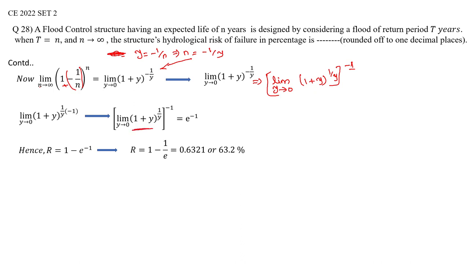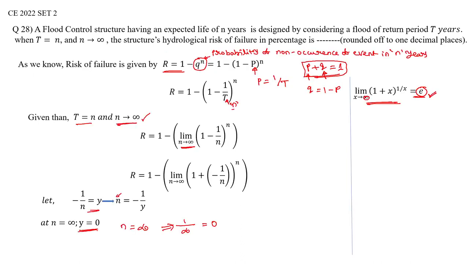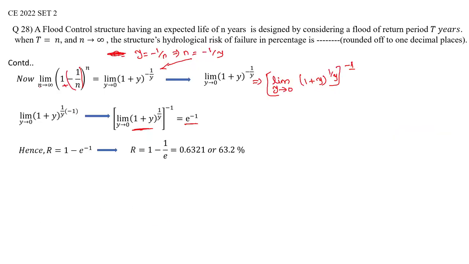This particular result will lead to e power minus 1, as from the previous slide. Limit x tends to 0, with y in place of x, of (1 plus x) whole power 1 by x equals e. So the whole bracket gives the value of e, and the result is e power minus 1. This is r, so r equals 1 minus e power minus 1, which is nothing but r equals 1 minus 1 by e.